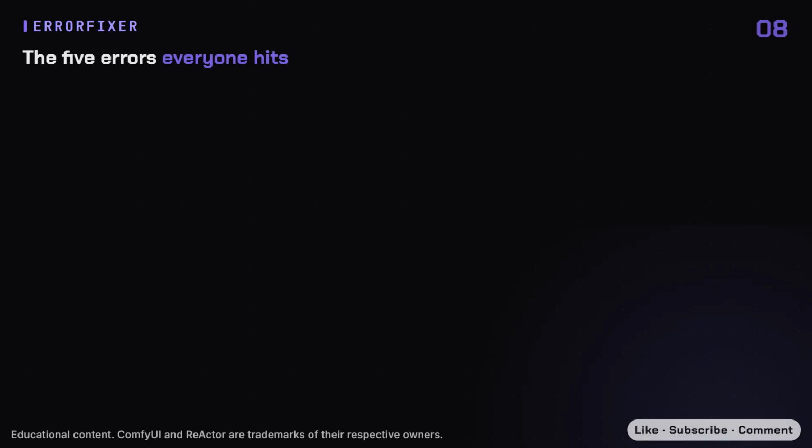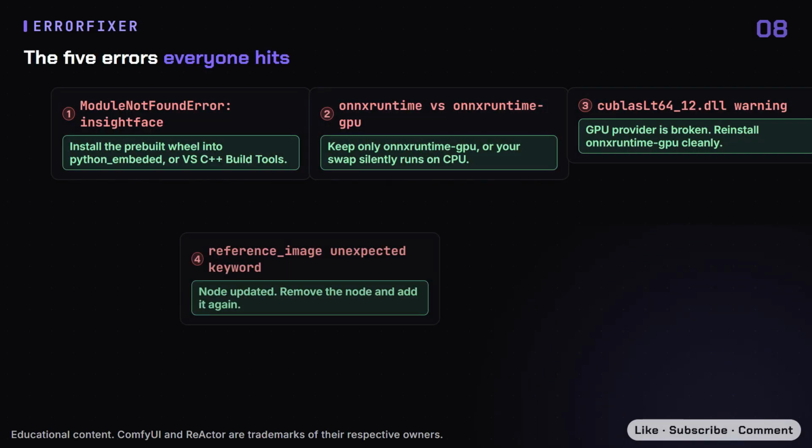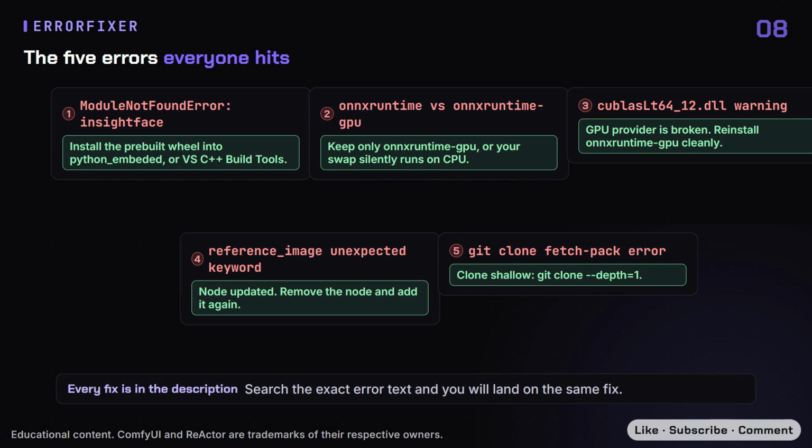Quick error clinic. No InsightFace? Install the pre-built wheel for your Python. Slow swap? Make sure only ONNX Runtime GPU is installed, not the CPU version. Weird keyword error? Remove the node and add it again. Every fix is in the description.